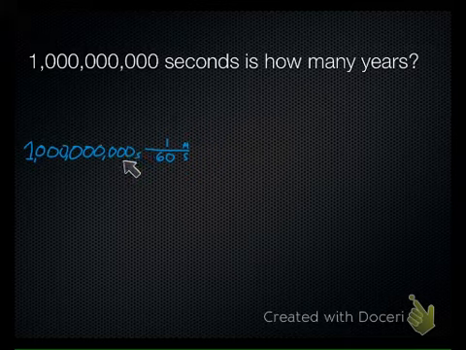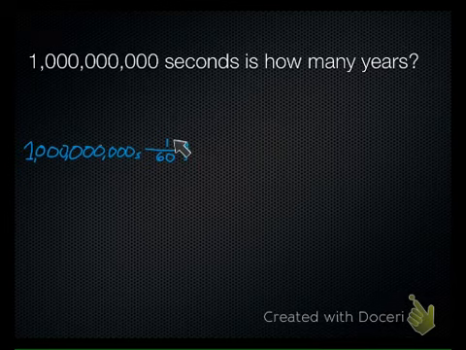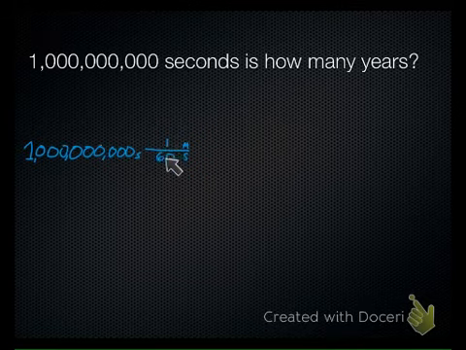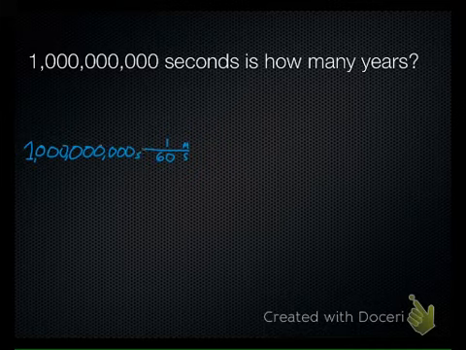So first, I start with 1 billion seconds. What I'm coming from goes on the bottom. What I want to go to goes on the top. And as long as your top and your bottom are equivalent, you're all good. So we're going to take 1 billion, and we're going to multiply it by 1 over 60. Whoops, I forgot my multiplication. That goes right there.